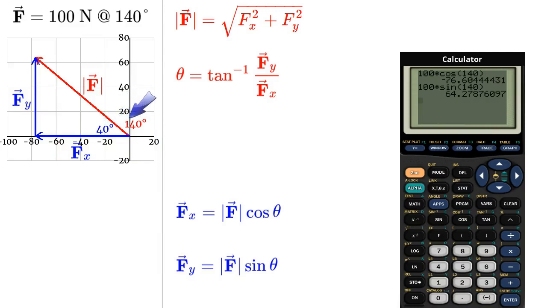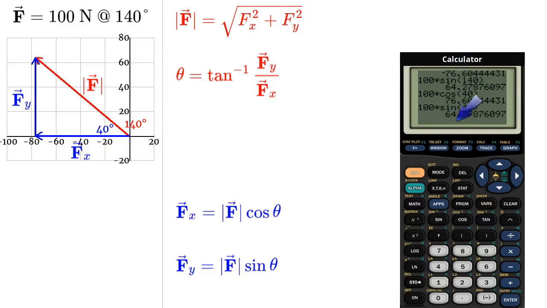Well, let's see what would happen if we had used the 40 degrees in the formula rather than the 140. I'm going to type 100 cosine 40 degrees, and then 100 sine of 40 degrees, and you can see that the answers I get are almost the same as the answers we had before. So 76.6 and 64.3, we get the same numbers. The only problem is that the negative sign is missing.